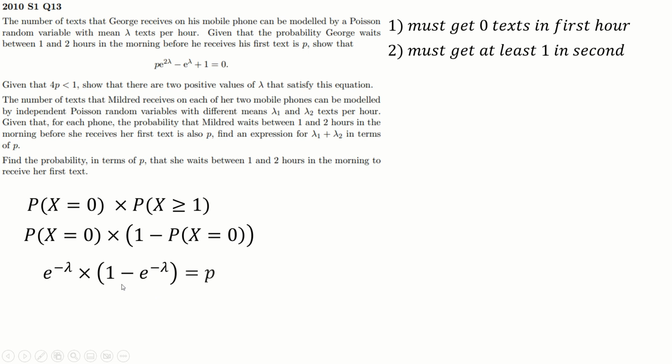Of course, now we expand this out. Well, we're told actually this equals p, which is very useful. Now we can expand that out. And when we do some timesing by e to the 2 lambda on both sides and rearrange, we'll end up with what they want us to get.